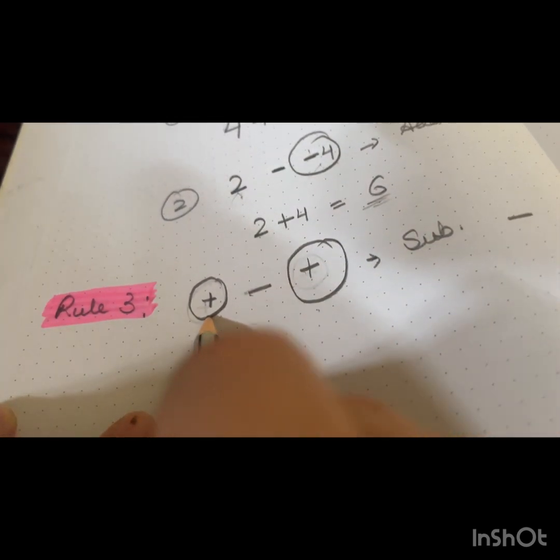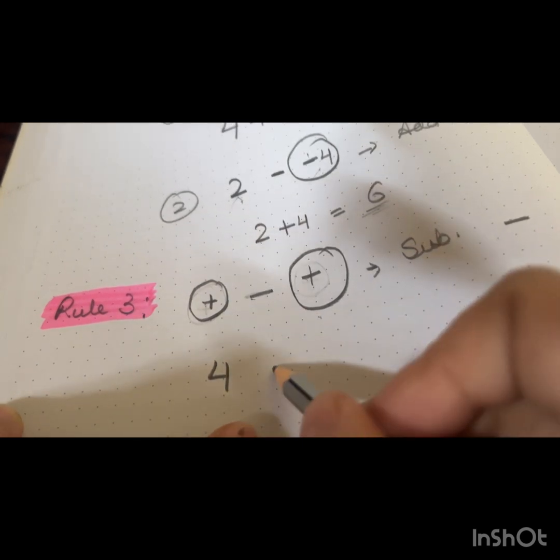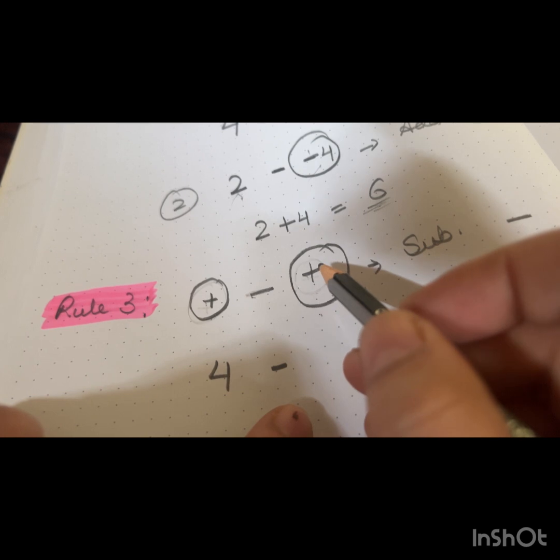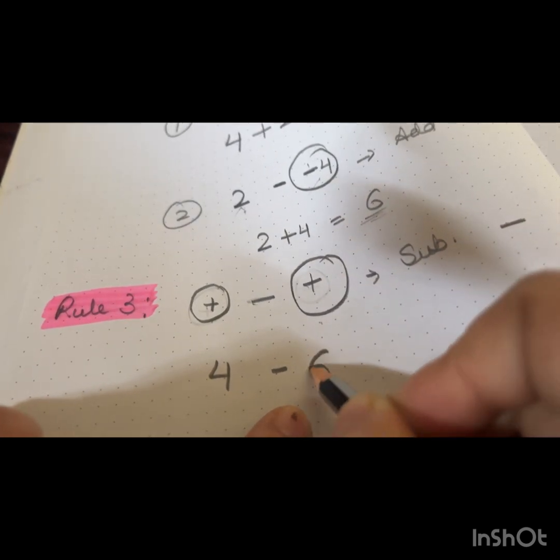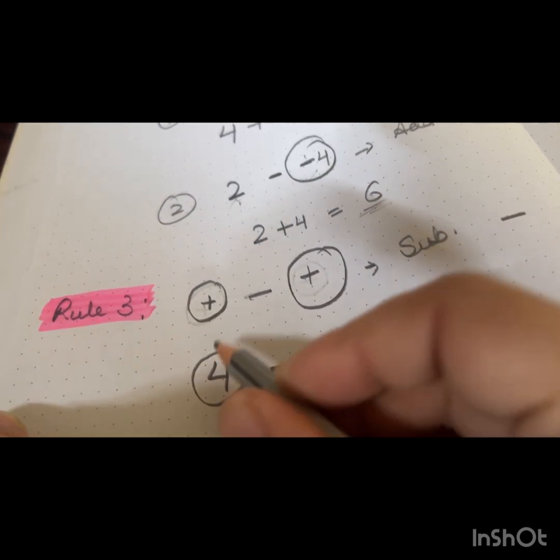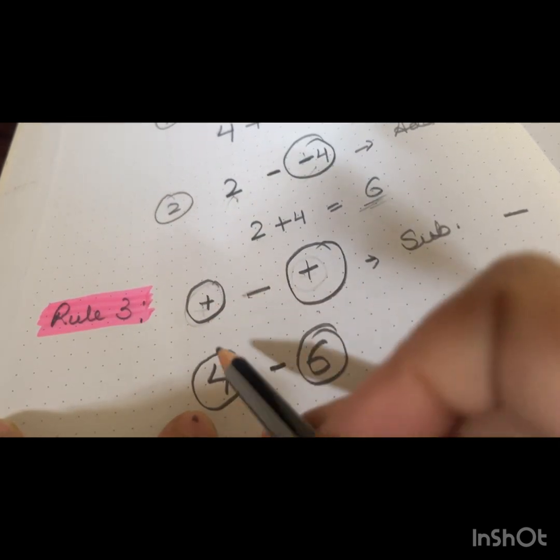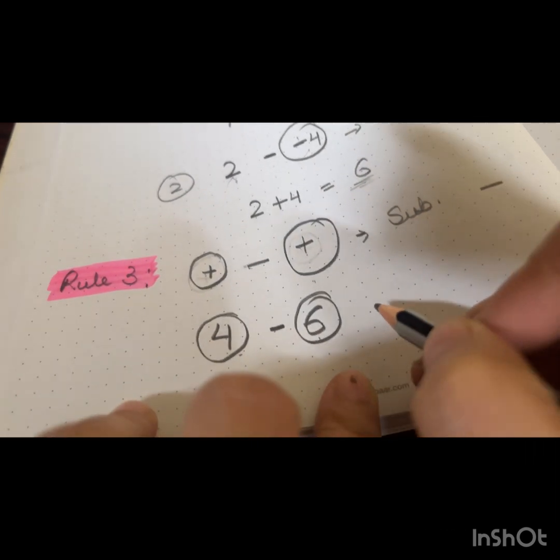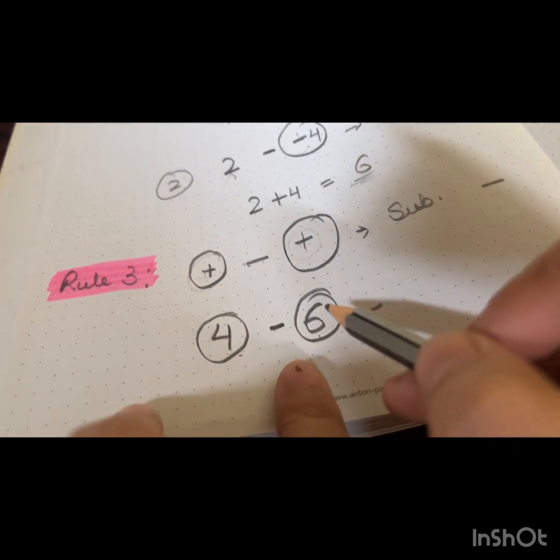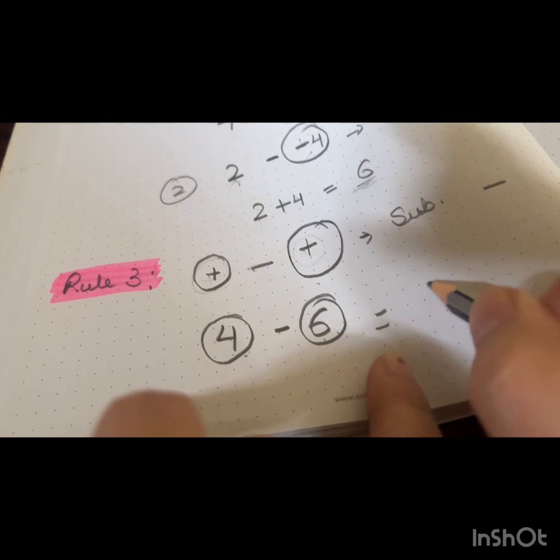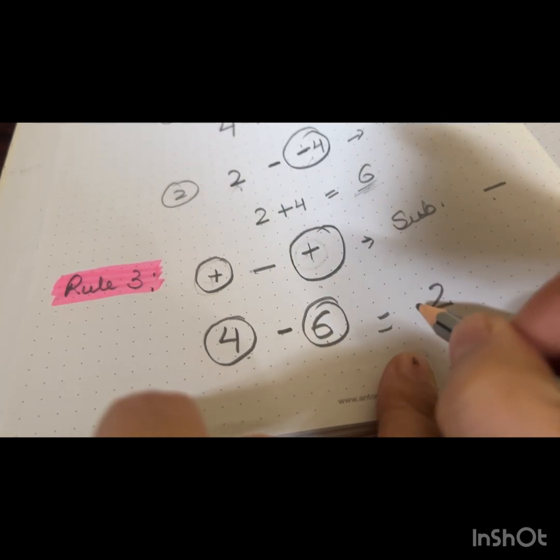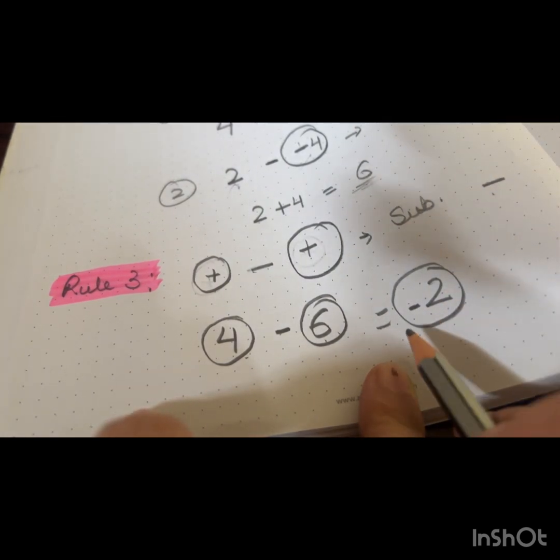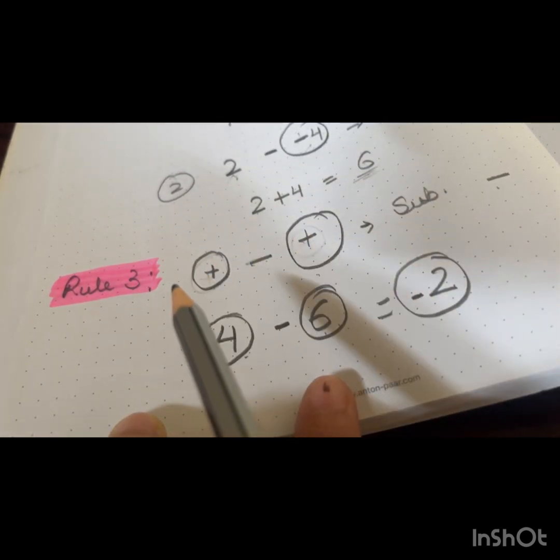Suppose the first positive integer is always a smaller number in rule number 3, and the second positive integer has to be a bigger number. So now you can see the first positive integer is smaller than the second positive integer. So we are going to subtract them. 4 minus 6, or you can do 6 minus 4, is 2. And here we are going to put a minus sign before 2. So it will be minus 2. So minus 2 is a negative integer. So this is rule number 3.